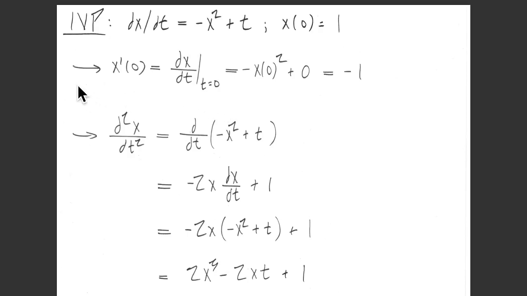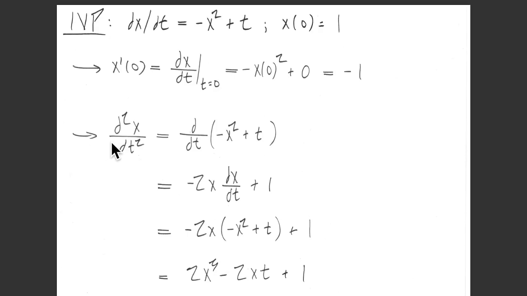If we start along the lines that we've been working with, we try to extract derivative information. Of course, the 0th derivative is already given to us, and we can pretty easily get information about the first derivative just by using the differential equation. So we do that as we've done before, and we find that the first derivative at time t equals 0 is negative 1.